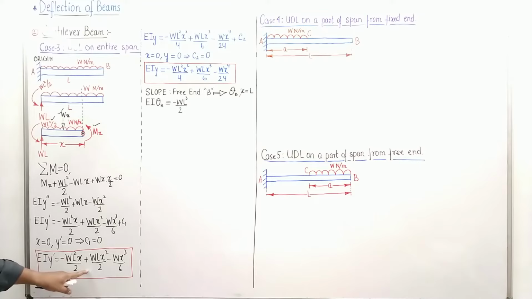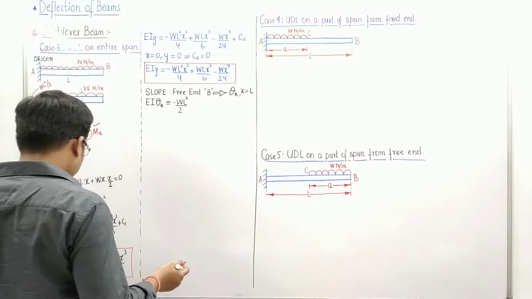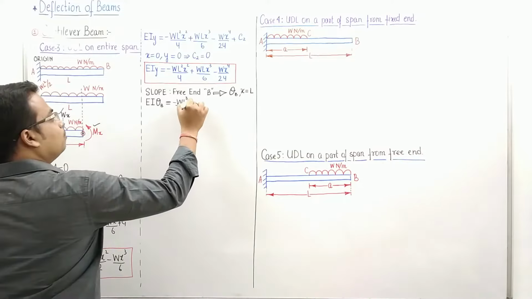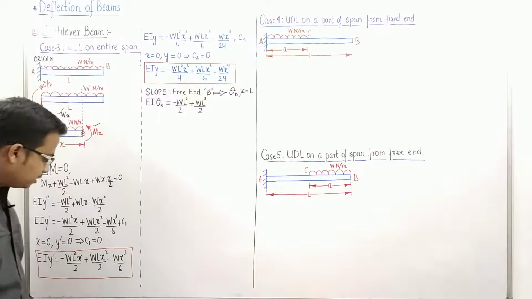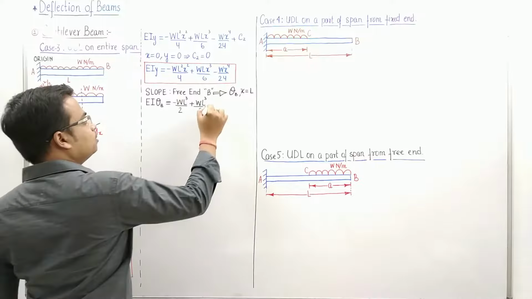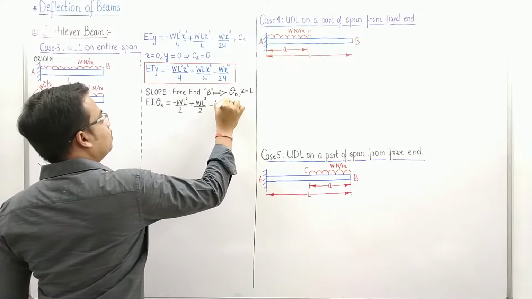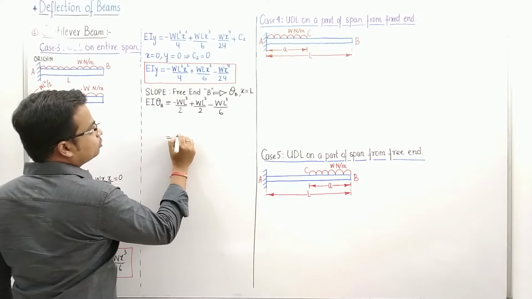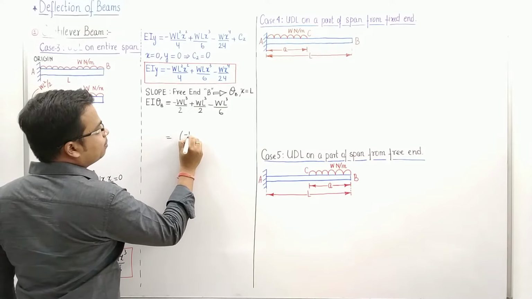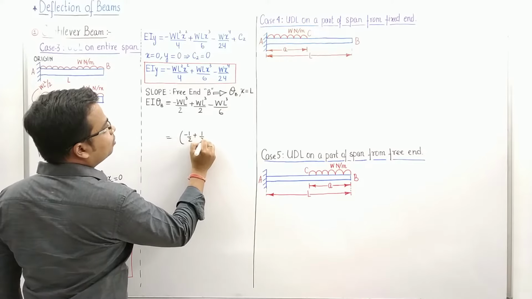ठीक है, plus WL x square by 2. Fine, minus plus WL cube by 2 plus WL cube by 2. What else? Minus WL cube by 6. So you just need to apply a bit of mathematics. देखो, WL cube can be taken as common, isn't it? So the stuff remaining inside the bracket would be minus half, plus half, and minus 1 by 6.